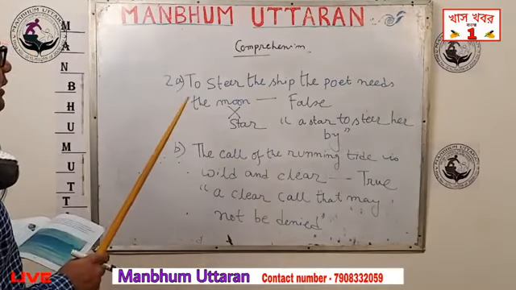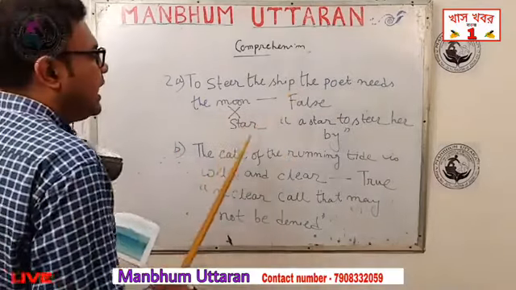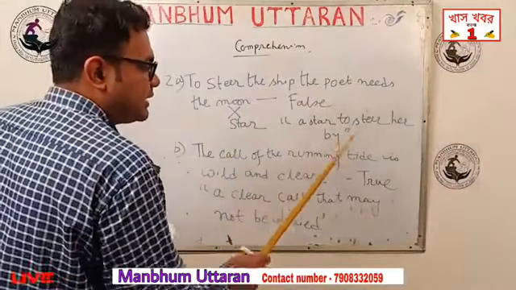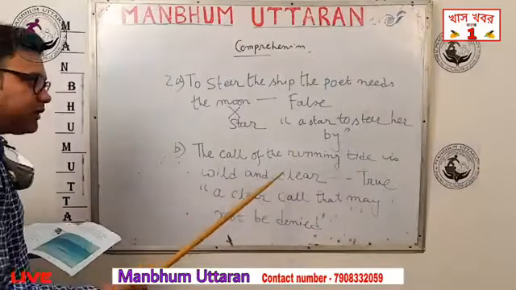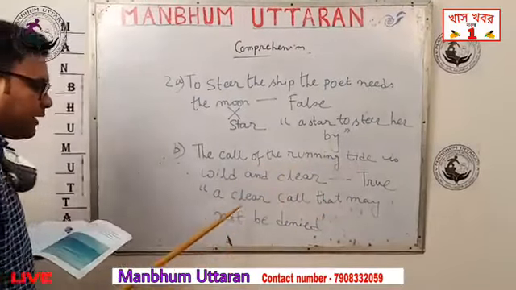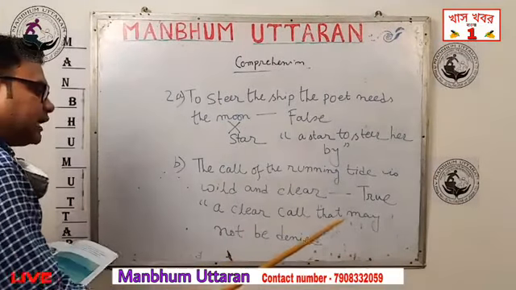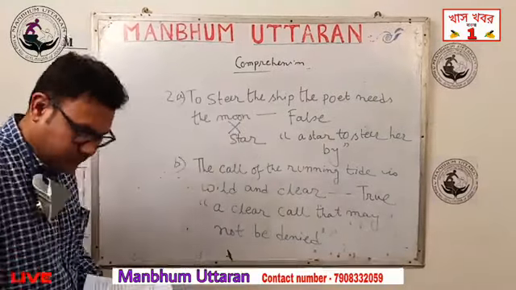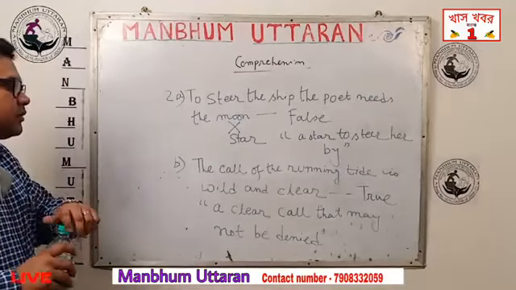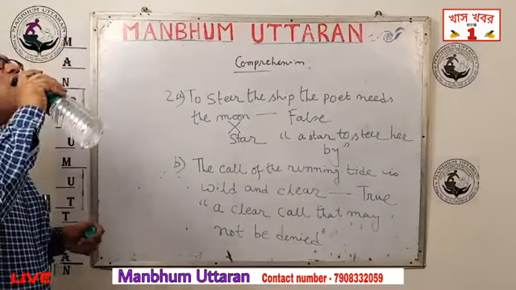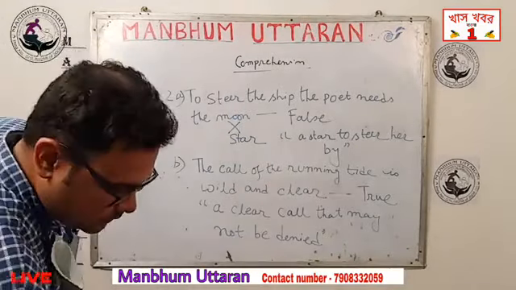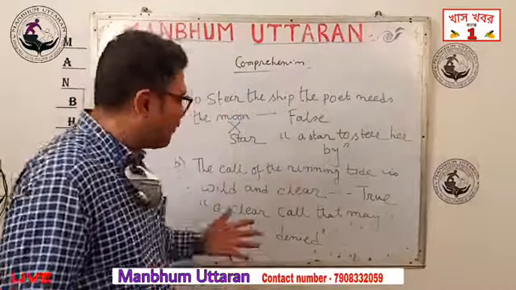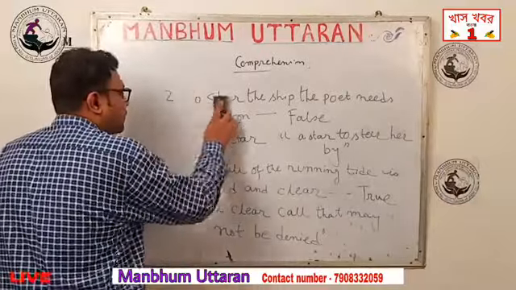So again, I am repeating: to steer the ship the poet needs the moon, it is false because the poet wants a star to steer her by. It is our supporting sentence or supporting phrase. The call of the running tide is wild and clear. It is true, and our supporting phrase here is a clear call that may not be denied. I hope that all of you have taken note of it. So I'm reviewing, and let us come to the third part, or C.